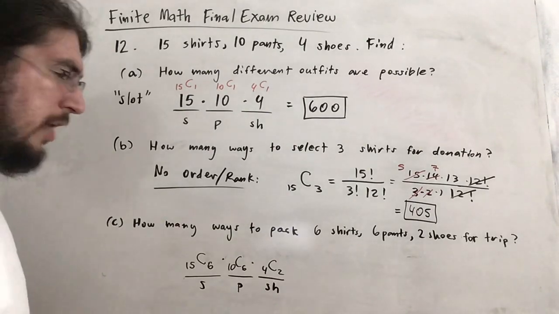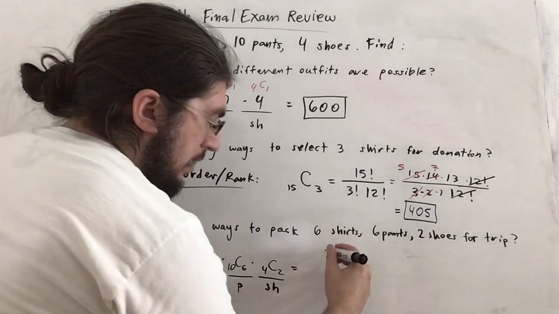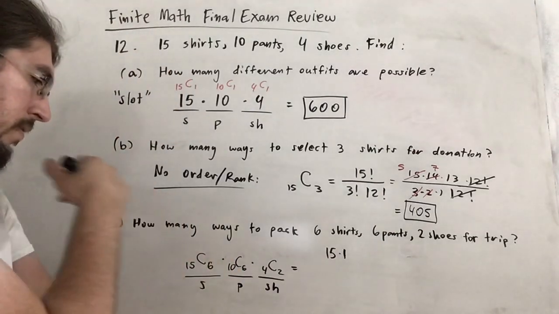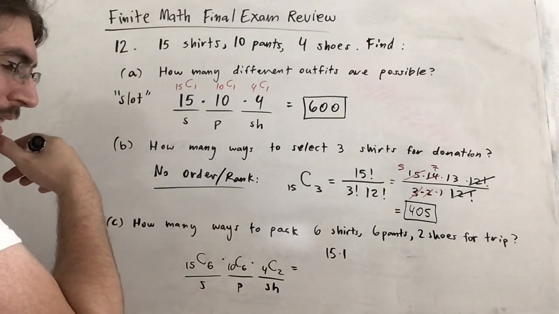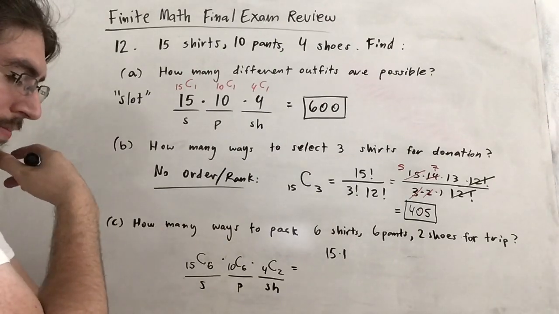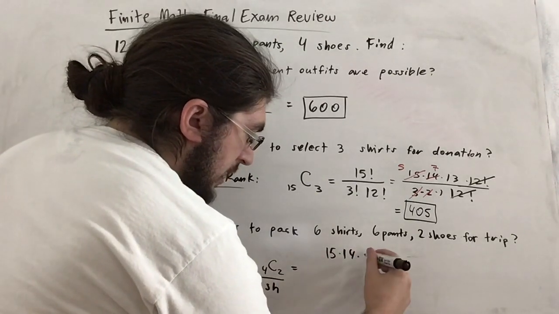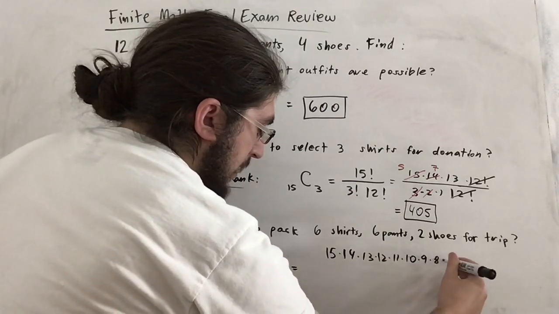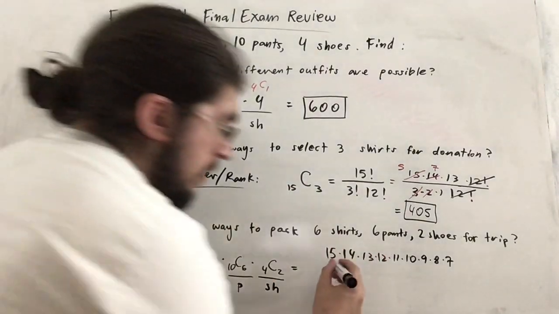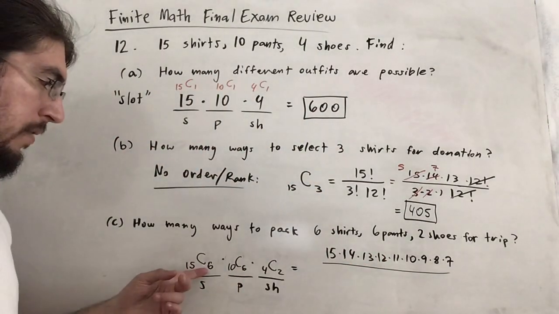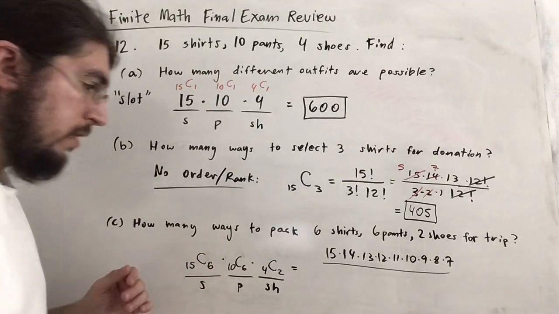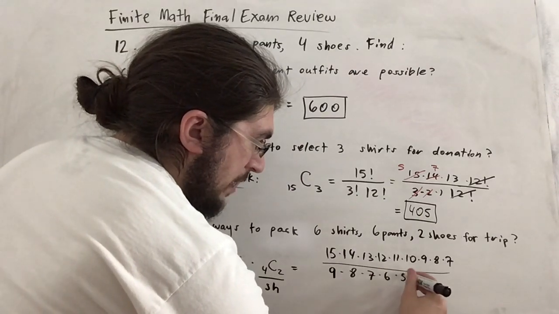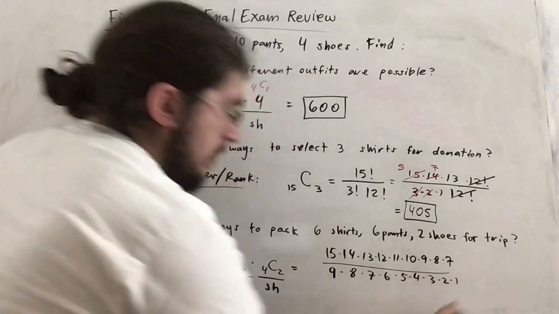I'll just try to do it by hand. It's going to be a little lengthy, but that's fine. Let's just go through it. So we have 15 times 14 times 13 times 12, 11, 10, 9, 8, 7, and then I would write 6 factorial, but that would cancel with the 6 factorial in the bottom, and then the difference would be 9 factorial. So that's going to be 9 times 8 times 7 times 6 times 5 times 4 times 3 times 2 times 1.